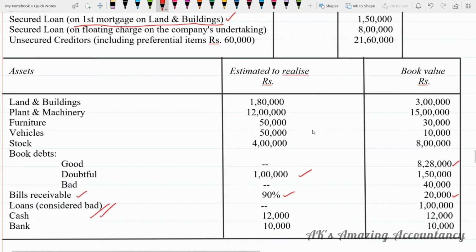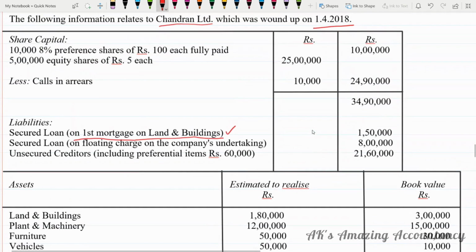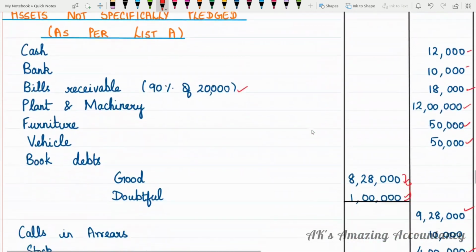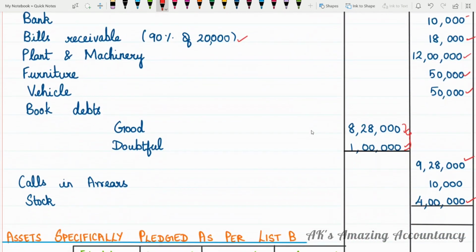And let us see whether there are any calls in arrears. If you have calls in arrears, that will also come under list A only, because this amount will be realized. So it has to come only under list A. If you recollect the format, you will know. Calls in arrears, how much do we have? We have calls in arrears of 10,000, and this will again be taken under list A. So calls in arrears, we have to enter 10,000.